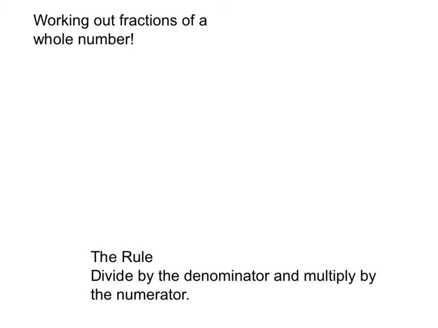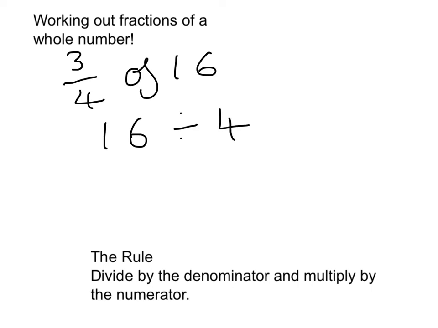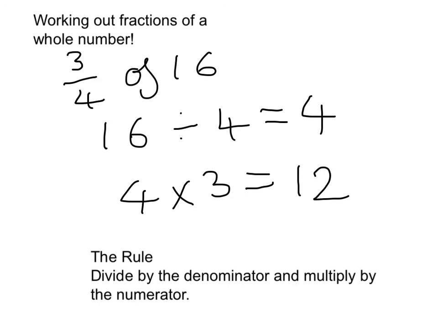So let me just recap. We divide by the denominator and multiply the numerator. So if I had 3/4 of 16, I'd do 16 divided by 4, our denominator, and I'd use repeated addition to work that out. So that's 4, 8, 12, 16, so that's 4 jumps. And then I'd take that 4 and I'd times it by our numerator. So I'd do 4 times 3. And I know that that equals 12. So the answer again would be 12. Just remember, you divide by the denominator and multiply by the numerator.